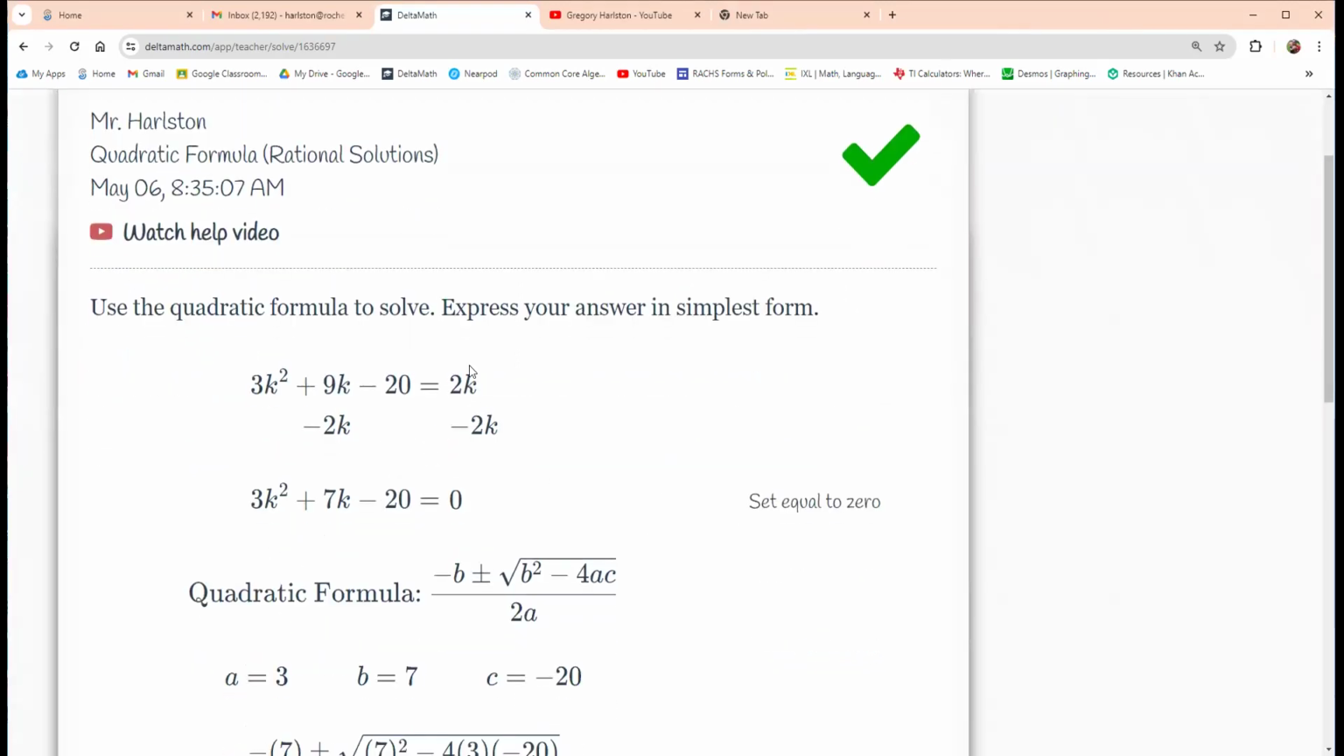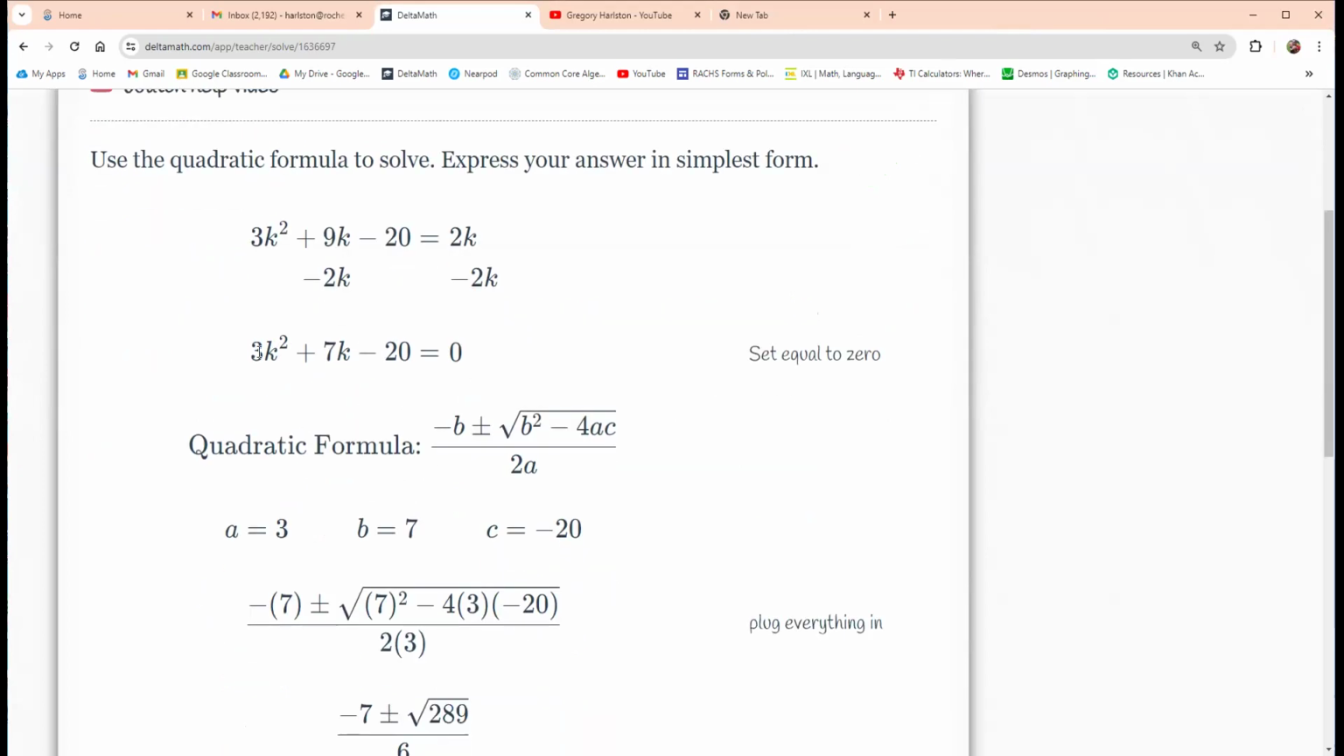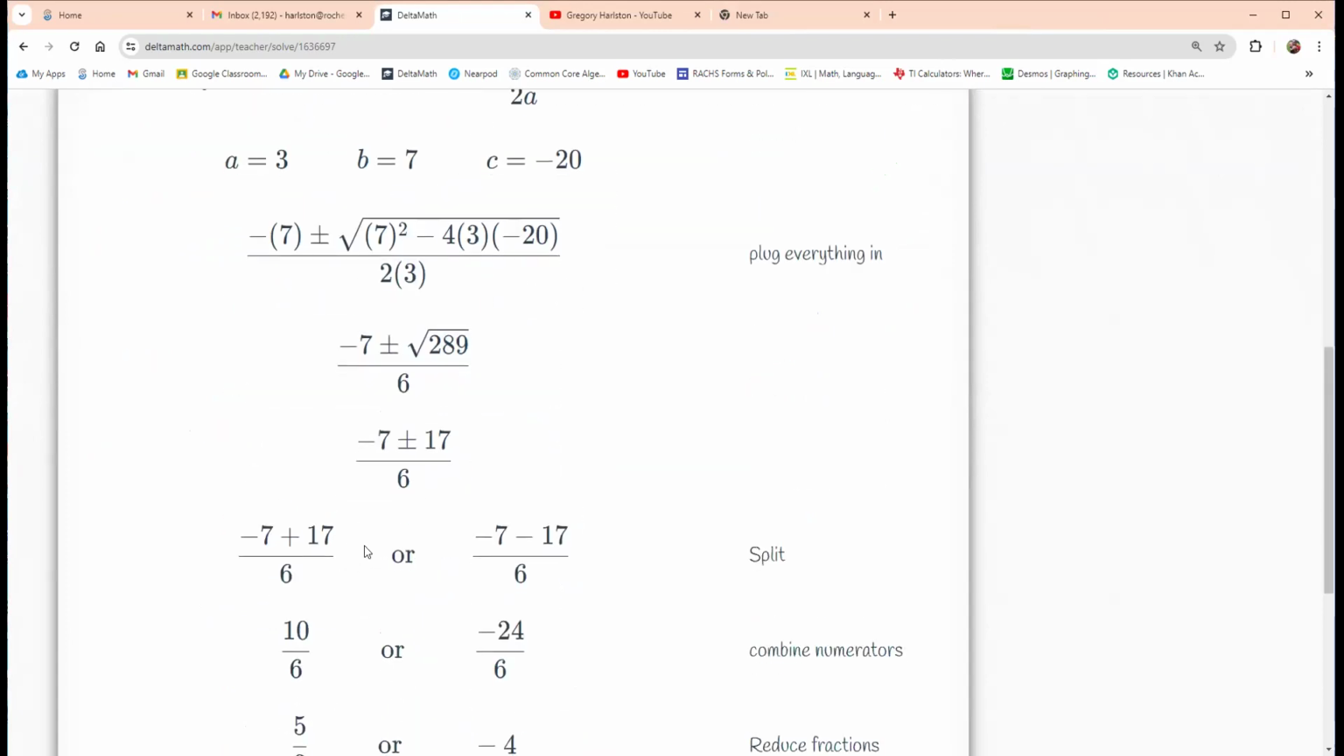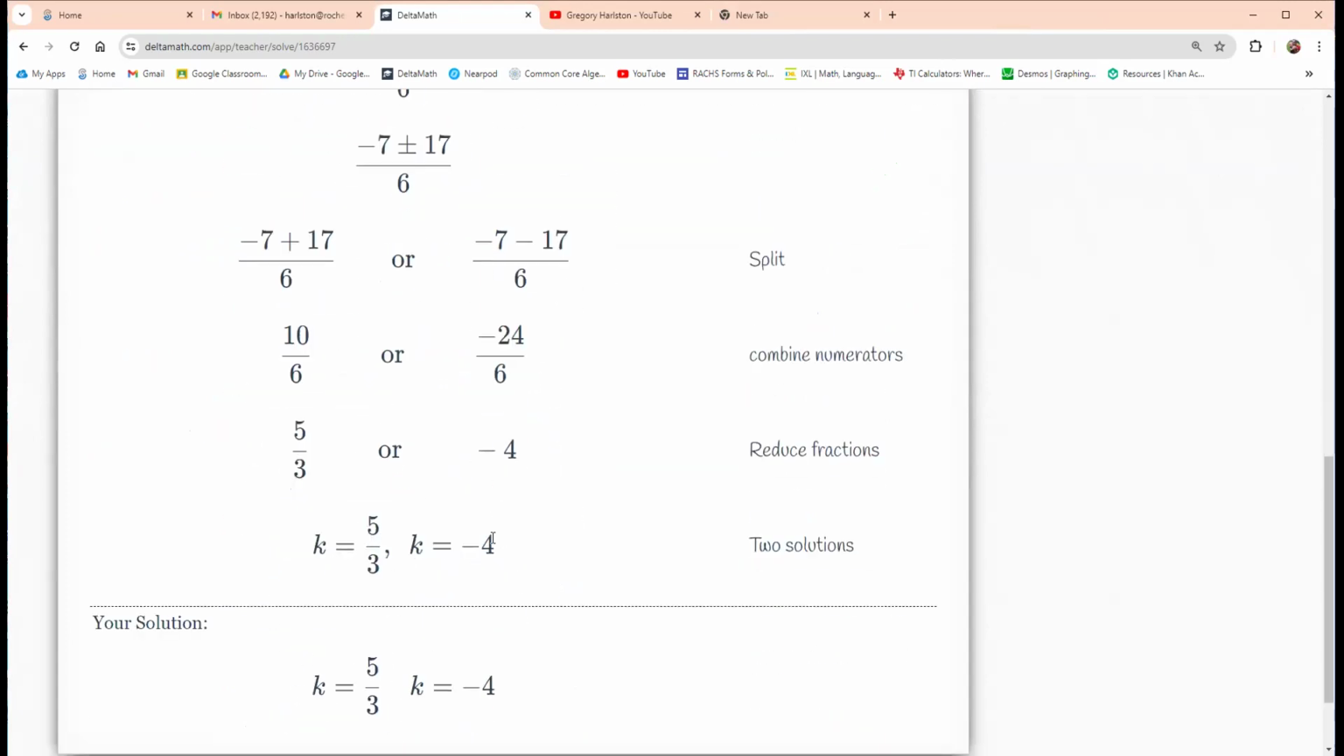So I had to get this quadratic equation equal to 0. It wasn't, so I subtracted 2k from both sides. And then I just used the coefficients. The a is 3, the b is 7, the c is a negative 20, and then I used the formula. I had to do both the plus and then the minus, and that's how I got my answers. So 5/3 and a negative 4.